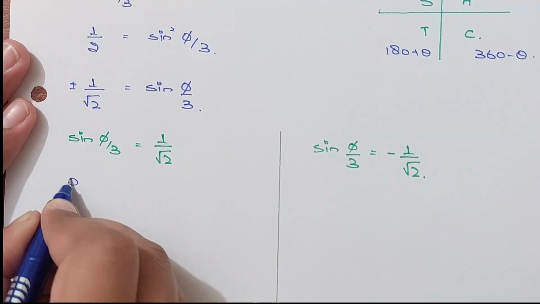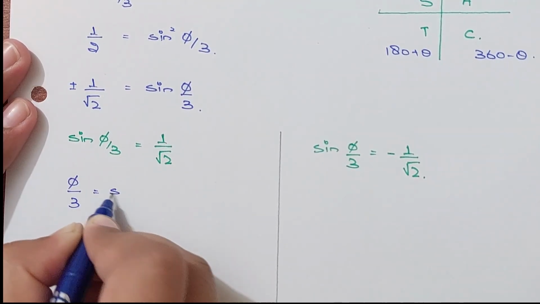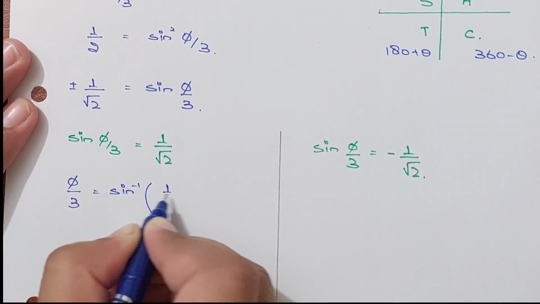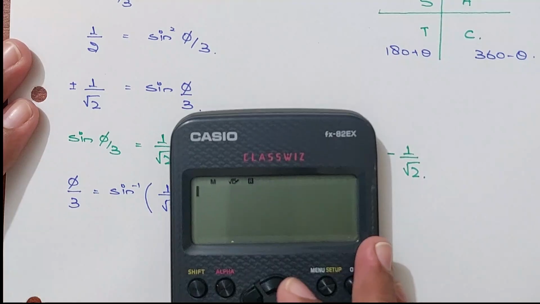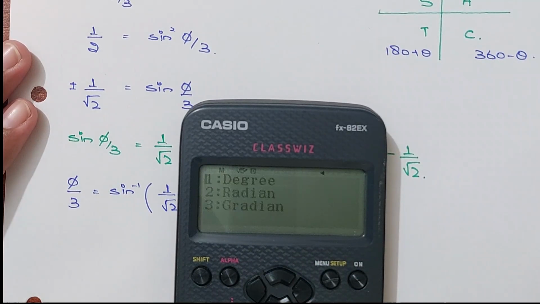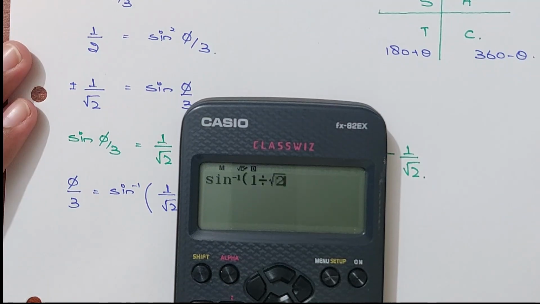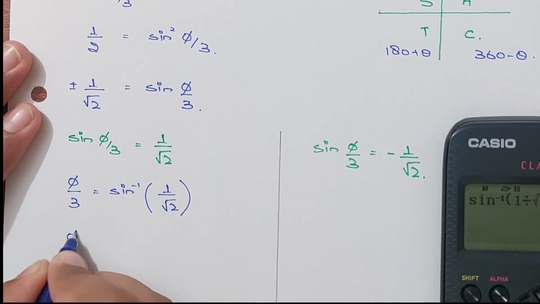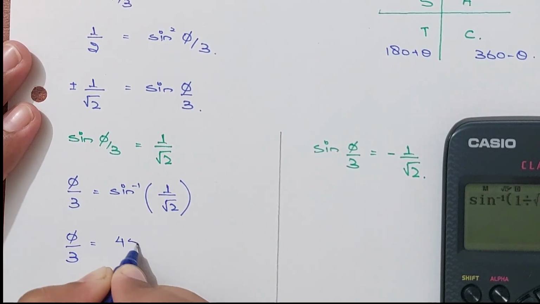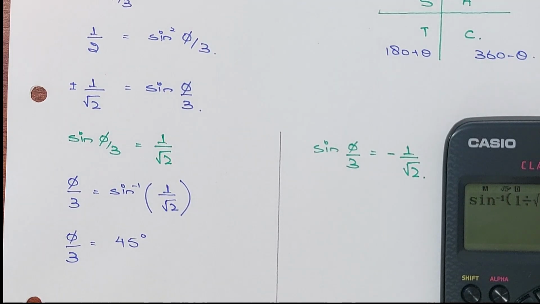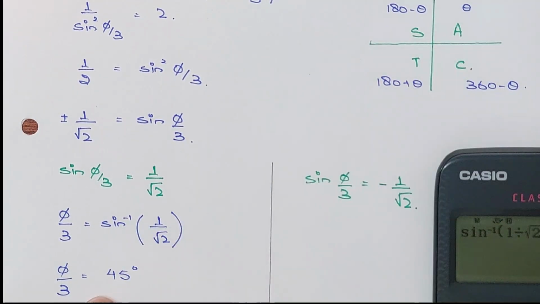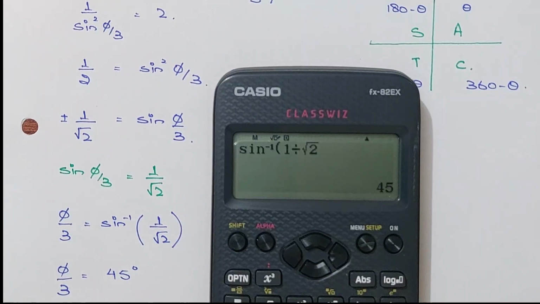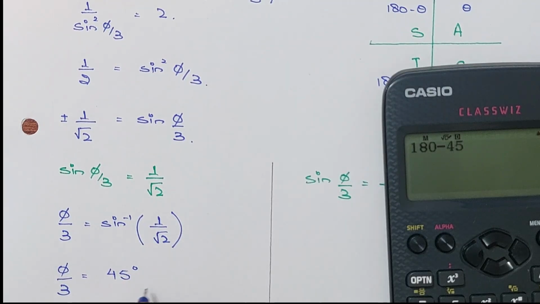Okay, so we can say 5 by 3 equals sine inverse of 1 over square root of 2. Let me solve in degrees. My calculator is in radians, so let me convert it into degrees first, and then do sine inverse of 1 divided by square root of 2, which is 45 degrees. So 5 by 3 equals 45 degrees, right? Now sine is positive in which quadrants? Sine is positive in the first and second quadrant. So the first quadrant is 45, the second quadrant is 180 minus 45, which is 135, right?